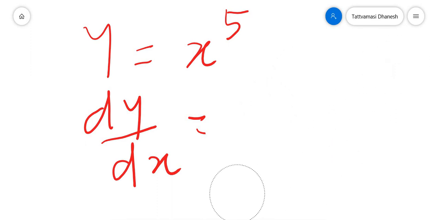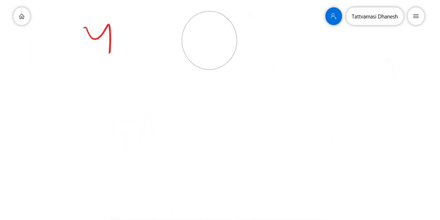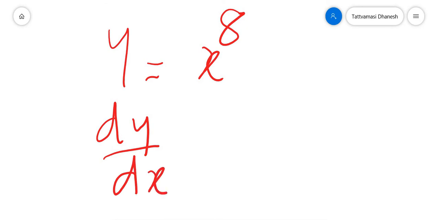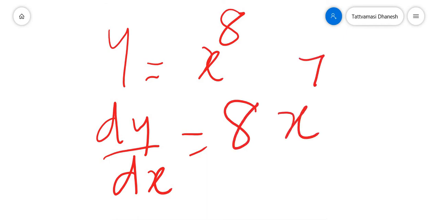These are all very interesting topics in mathematics. So I am giving another example for you. y is equal to x raised to 8. Then what is dy by dx? Again the same formula, n x raised to n minus 1. 8 x raised to 7. So the simple formula only we are using.